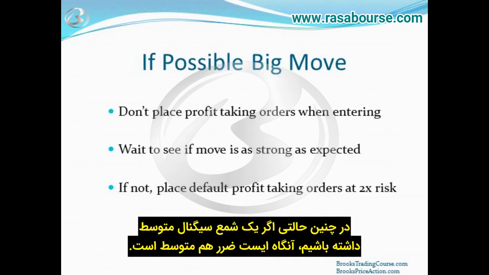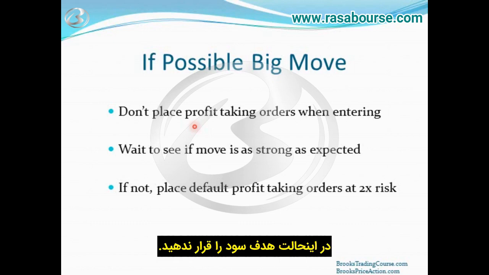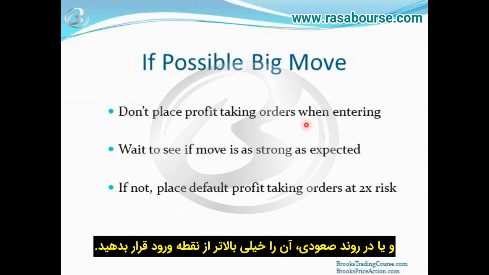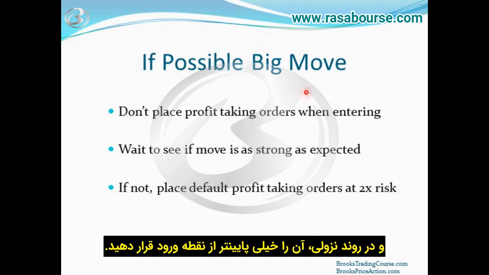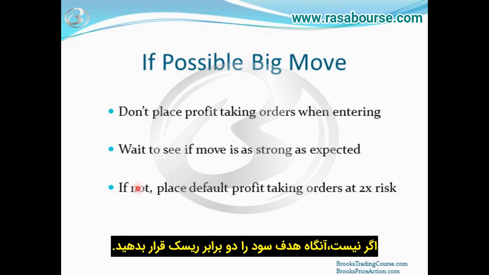If that's the case, if you have an average size signal bar, so you have an average size stop, but you think the profit may be very large, but you're not sure what the profit target should be, don't place the profit taking limit order when entering the trade, or place the order very far above your entry price if it's a bull trade. If it's a bear trade, put it very far below the entry trade. You want to wait to see if the move is as strong as you think it will be, and if it's not, then use your default profit taking at 2 times the risk.